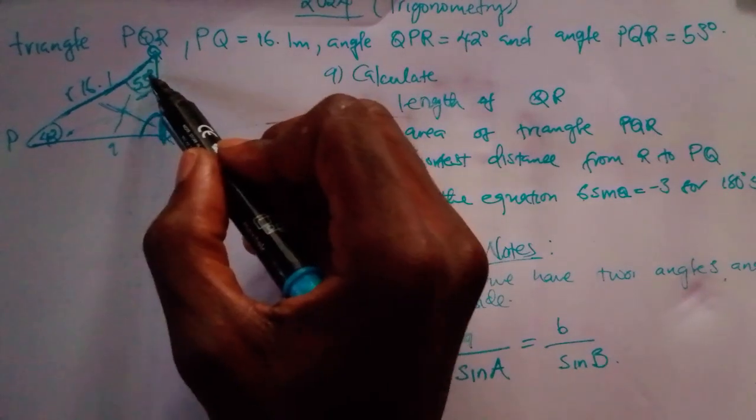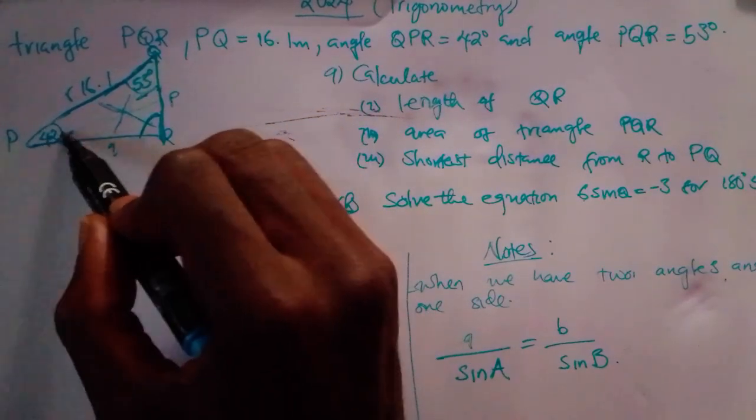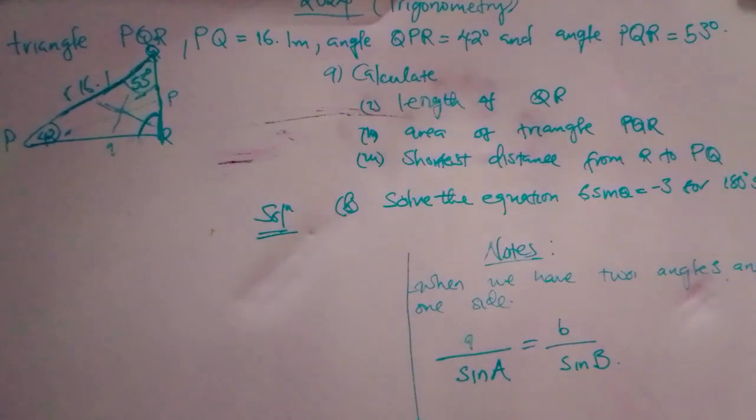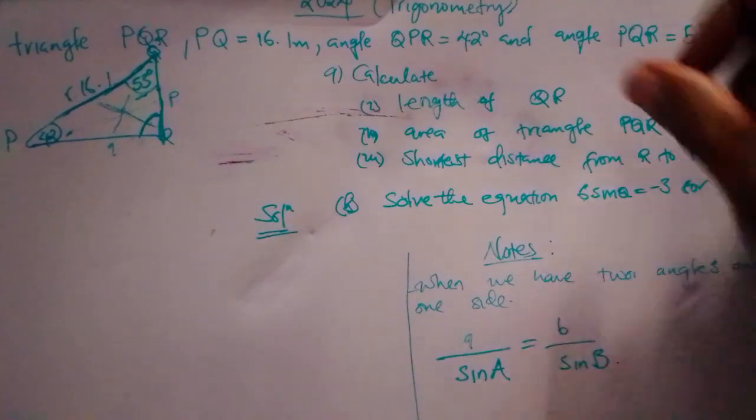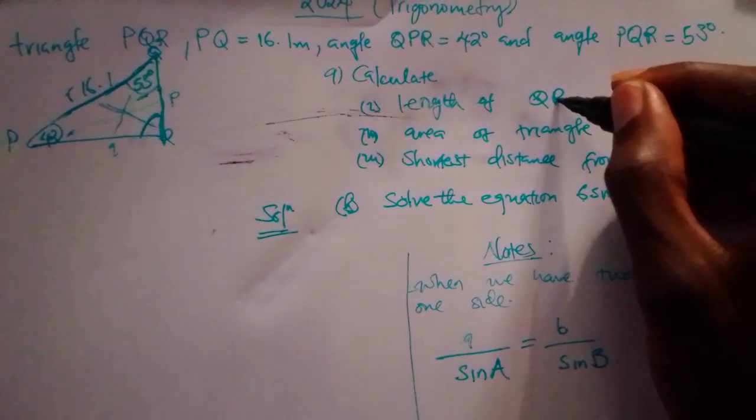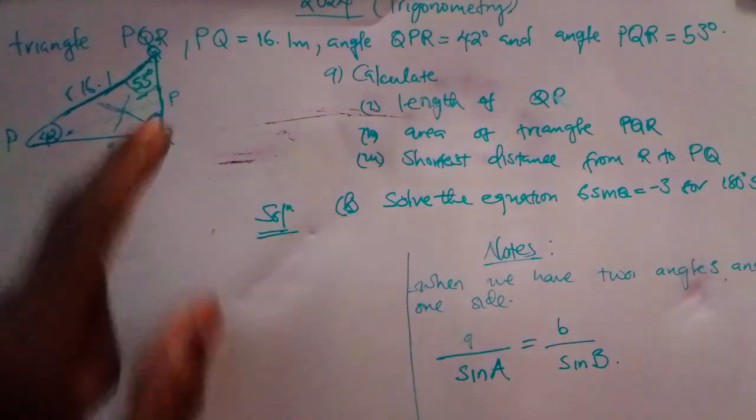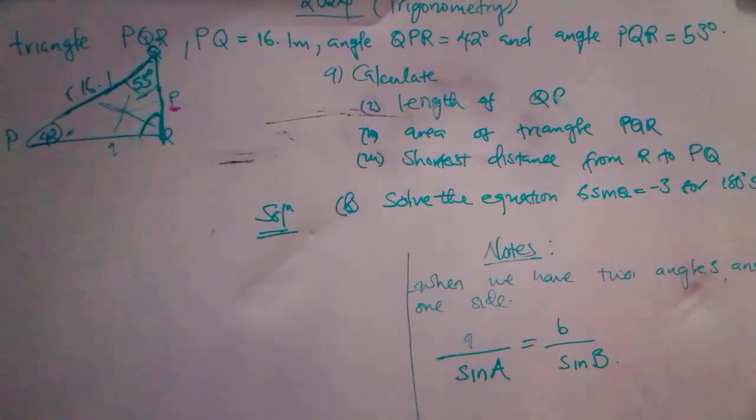Remember, this angle goes with the opposite side, this angle goes with the opposite side, and this angle goes with the opposite side. Now, since our question is requiring us to calculate QR, so how can we calculate QR? You say that QR is represented by which letter? It is represented by p.